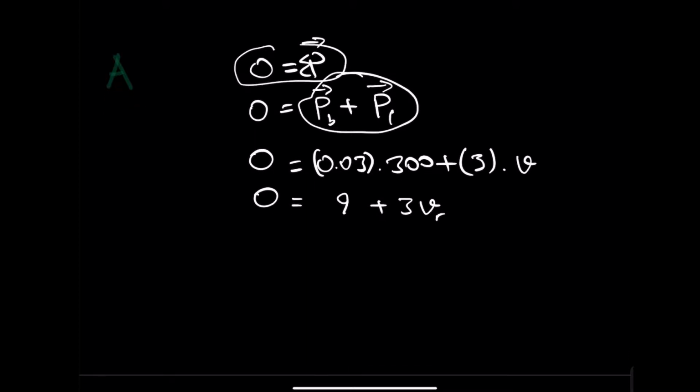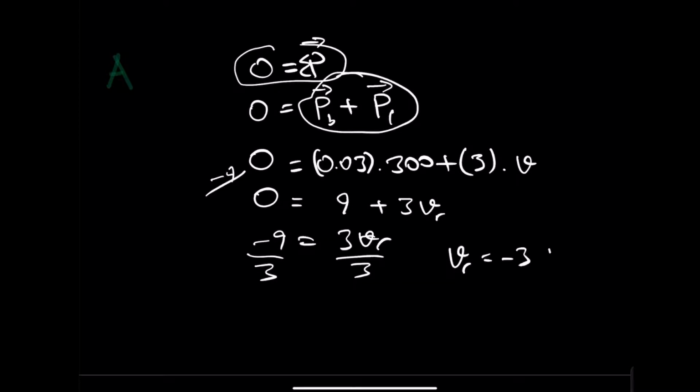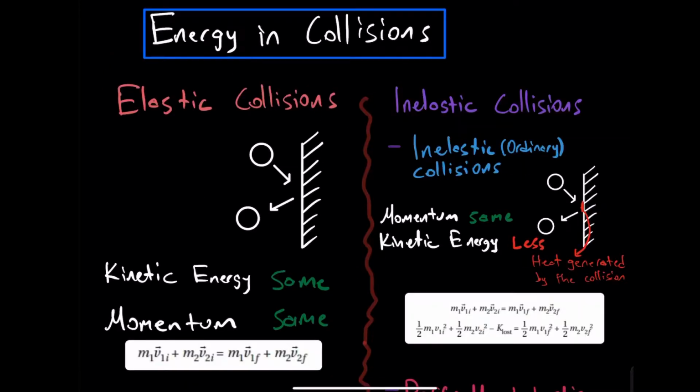I'm going to subtract 9 from both sides, and we get negative 9 equal to 3 v_R. And I'm going to divide both sides by 3. So we know that the velocity of the rifle is equal to negative 3 kilogram meters per second. Now let's talk about energy in collisions.